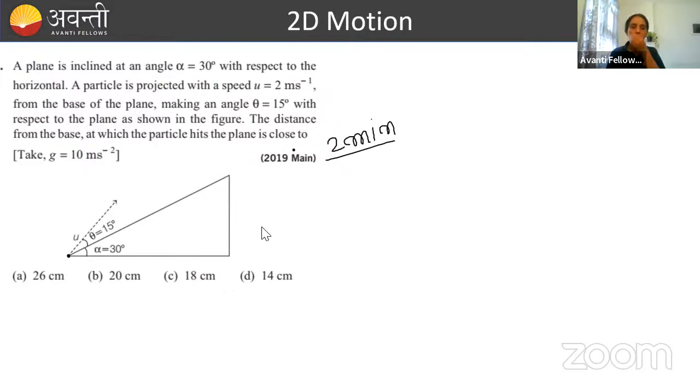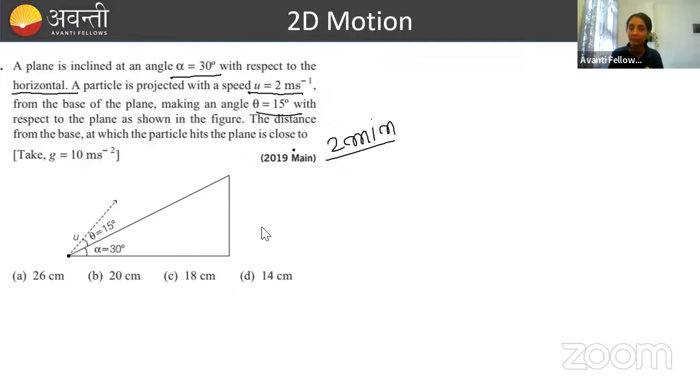Okay. So as you can see, this is a question of a projectile thrown from an inclined plane, right? There is a plane inclined at an angle of 30 degrees with respect to horizontal. A particle is projected with a speed u of 2 meter per second from the base of the plane, making an angle of how much? 15 degrees. You can see here.